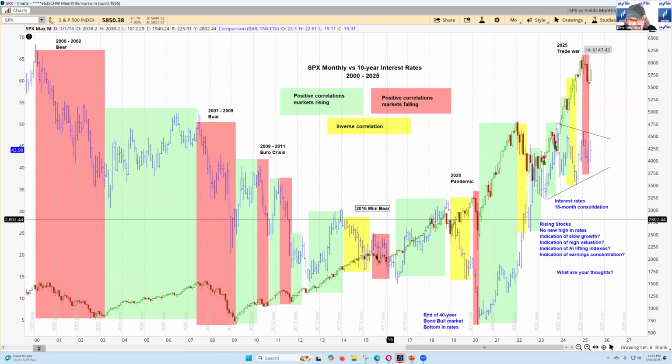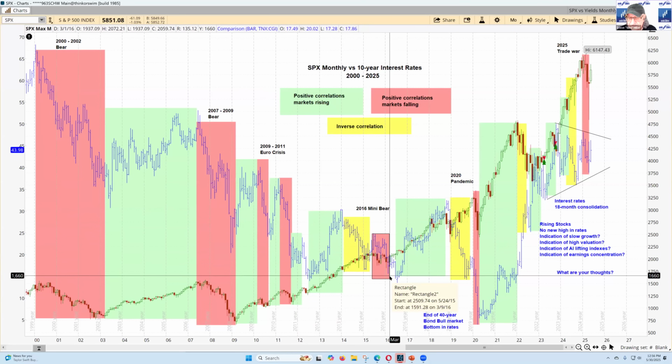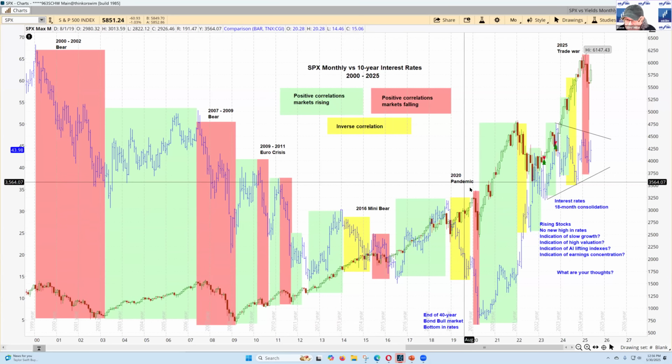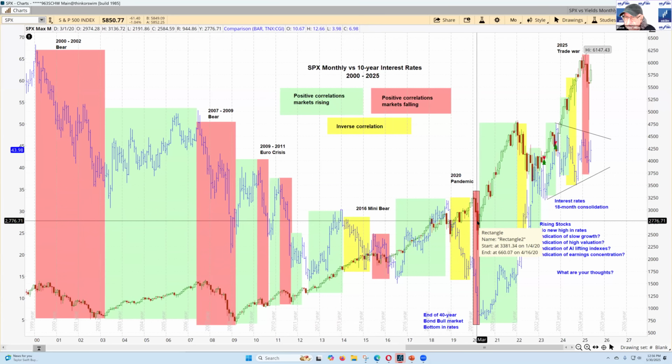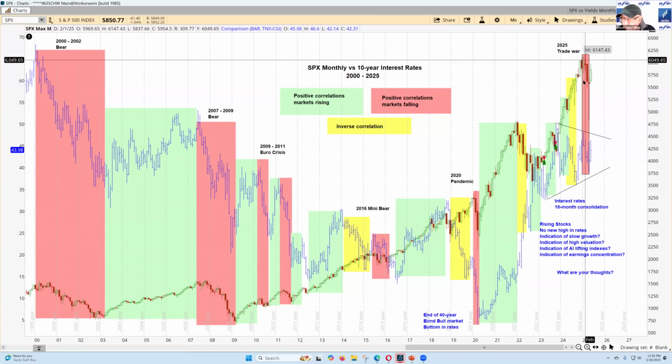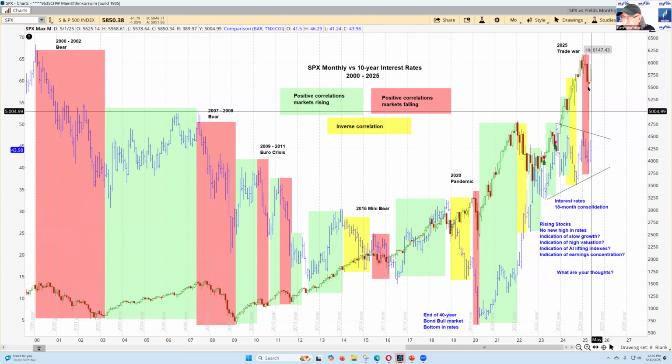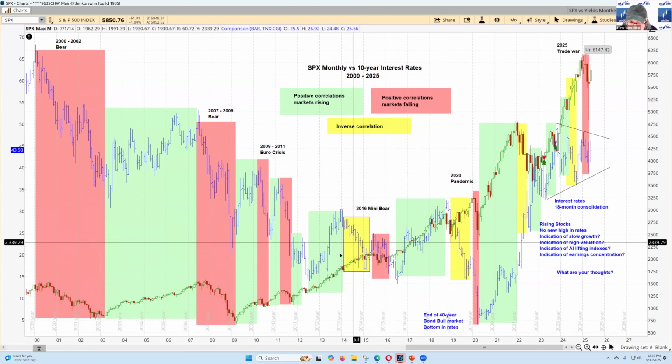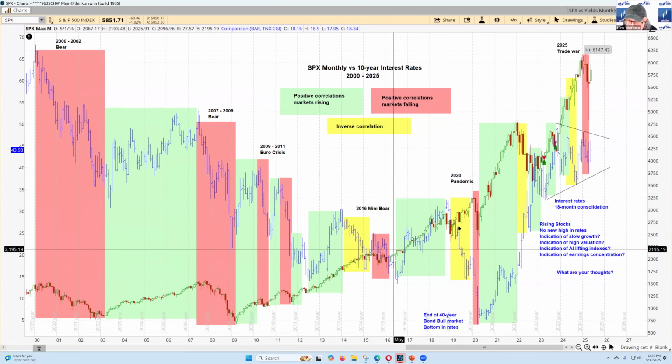Here's the 2016 mini bear market. It was down about 16% on the Dow, 21% on the S&P 500. Here is the 2020 pandemic right over here, as you could see. And here is the trade war right over here, where they both moved down together. Interest rates go down, the stock market goes down. These periods where they were going in opposite directions are, to me, unexplainable. I mean, that's just what was happening. I can't really get a good sense for that right now.